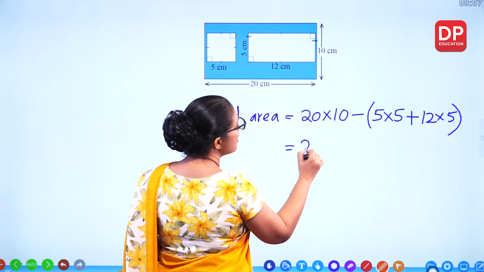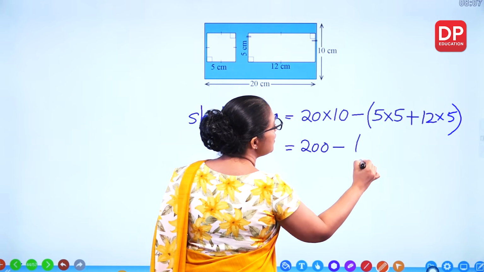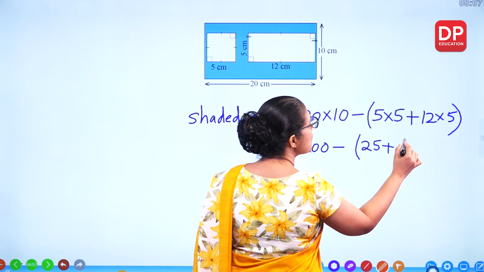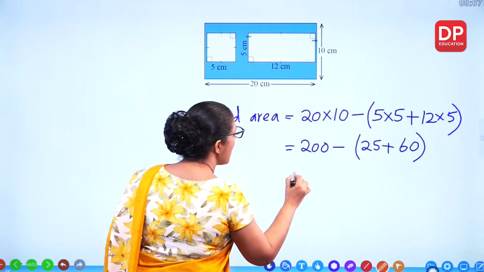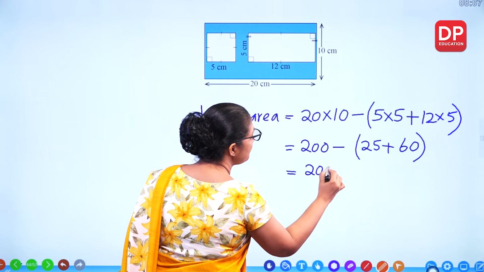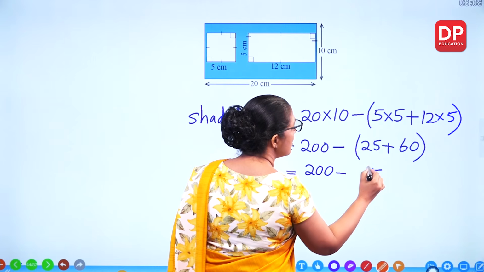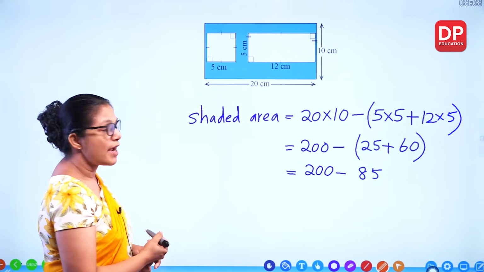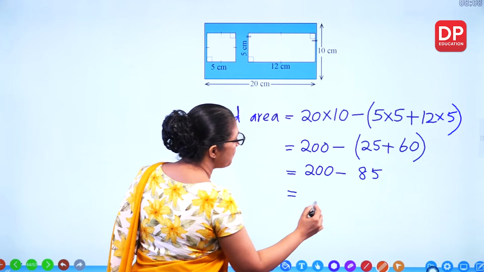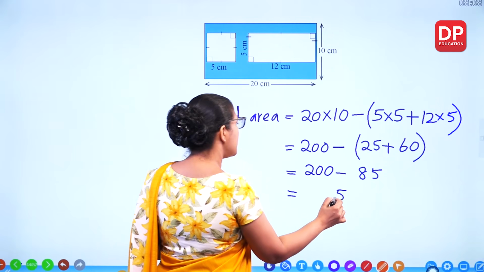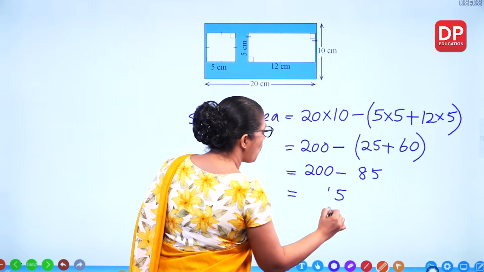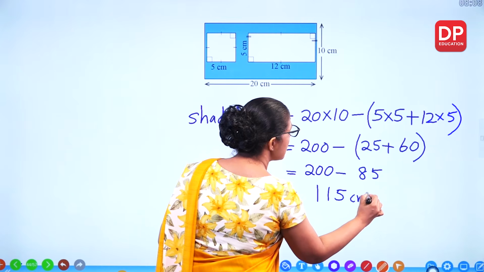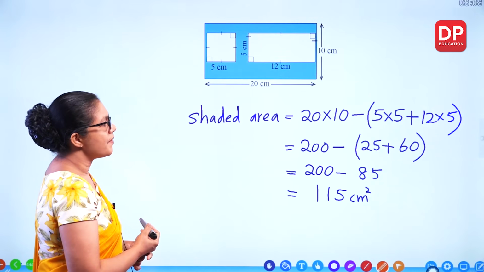20 times 10, 200. And we'll first do inside the brackets. 5 times 5, 25. 12 times 5, 60. So what's the unshaded one? 85 square centimeters. So when you subtract, you get the shaded area. 200 minus 85 gives 115 square centimeters is the shaded area.